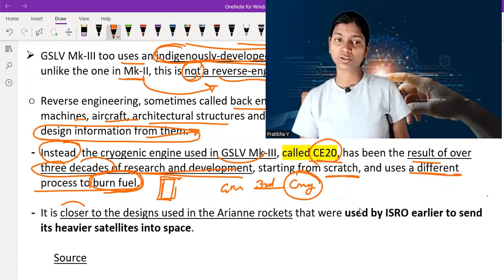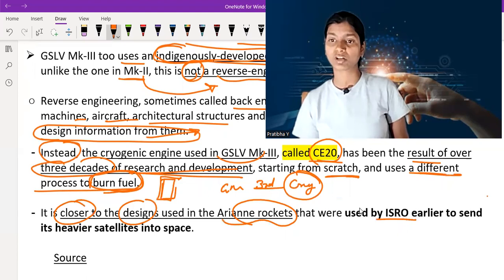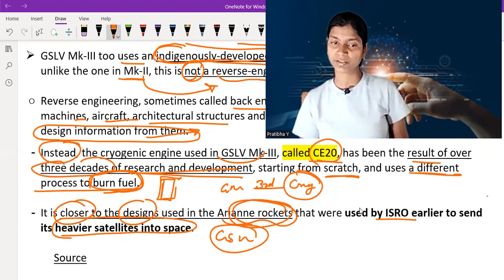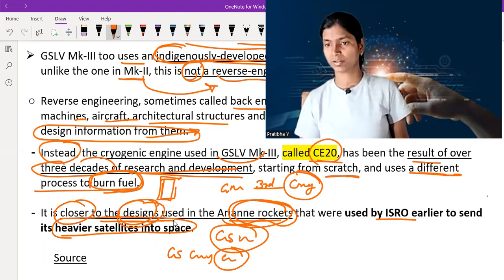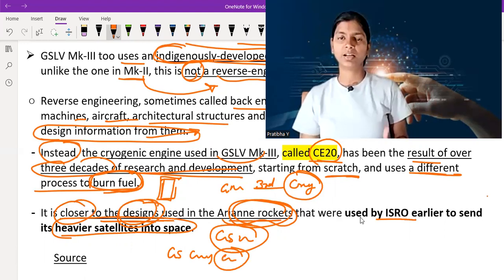It is closer to the design used in the Ariane rocket that was used by ISRO earlier to send its heavier satellites into space. Earlier, when we did not have GSLV MkIII, we used the Ariane rocket to send our heavier satellites into space. So the cryogenic engine of GSLV MkIII is very close to the design of the Ariane. I hope you understand the important concepts and some information regarding GSLV MkIII.